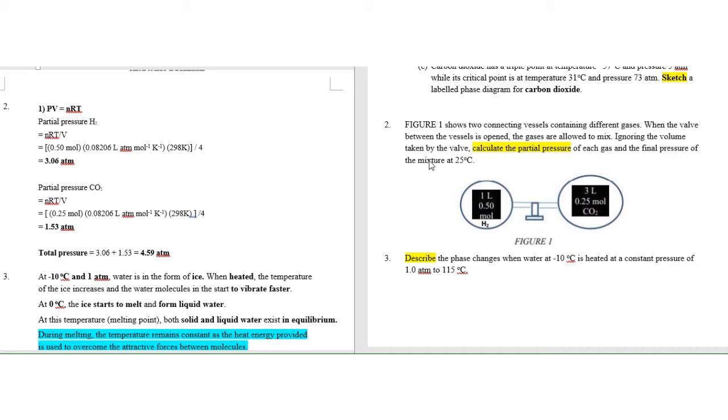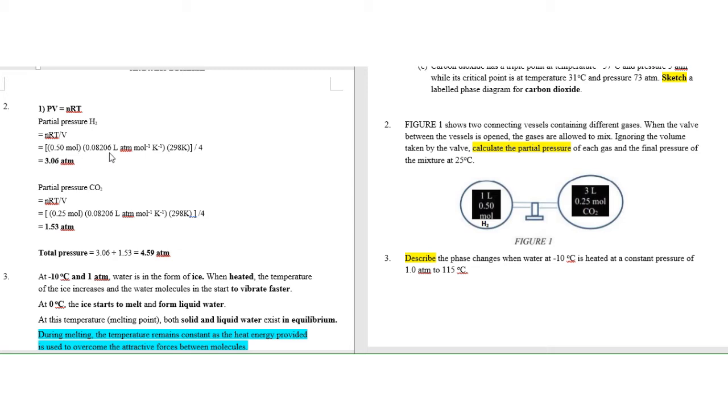Ignoring the volume taken by the valve, calculate the partial pressure of each gas and the final pressure of the mixture. In this case, we are going to apply PV equal to nRT as well, so nRT over V. Initially it's PV equal to nRT, but now the question asks about partial pressure, that's why nRT over V. In this case, the change is the V. V now becomes 4. So this is the partial pressure for hydrogen.